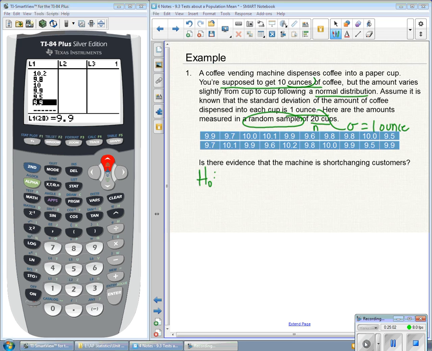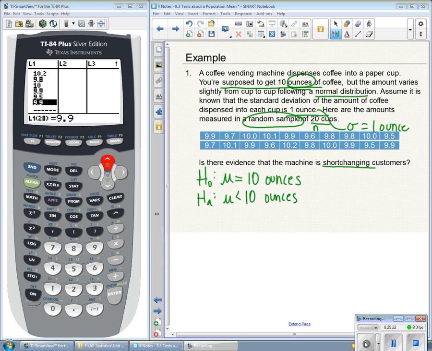One of the dead giveaways is when you see units, that's going to be an indication that you're dealing with a mean. So our null hypothesis is going to be that the mean is equal to 10 ounces. And again, with mean, you have to include the units. The alternative, we're looking to see if they're being shortchanged. So we want to see if the mean is less than 10 ounces.